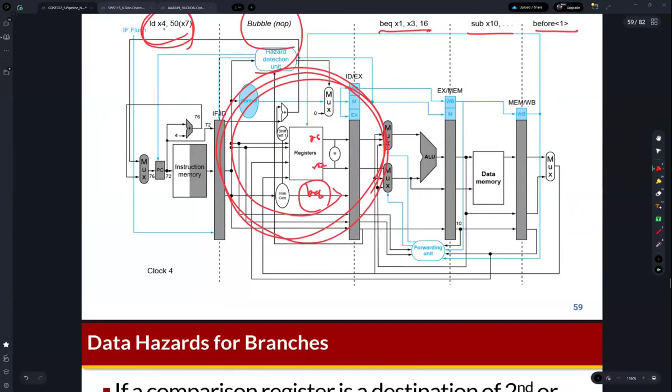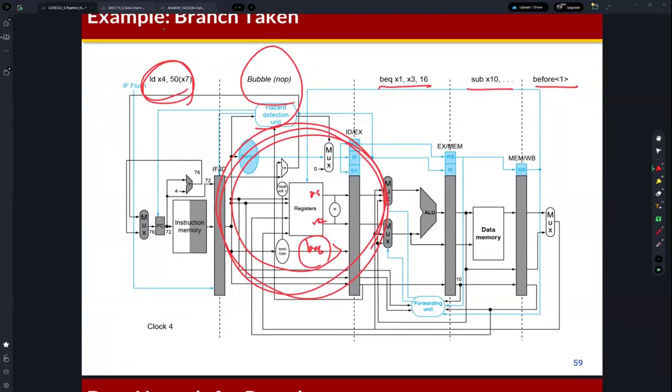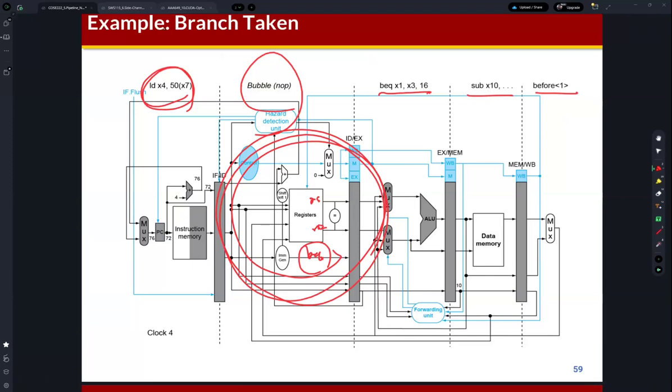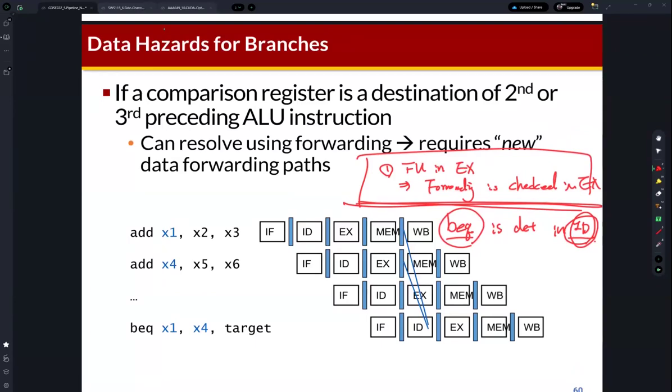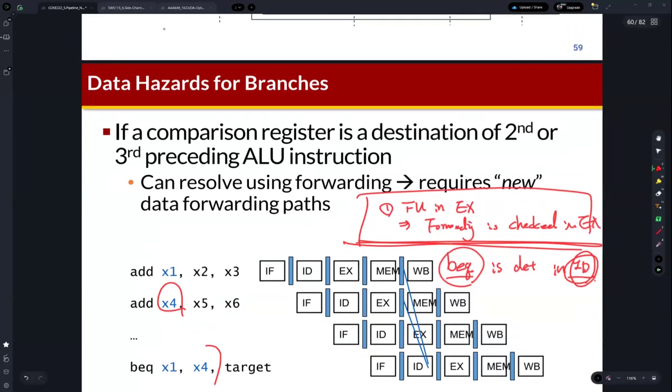By adding the equality check logic in the ID stage, theoretically we can reduce the clock cycles wasted by taken branches. But actually, because of this issue, the new data hazard, we can also observe performance degradation by branch instructions. Okay. So actually, I don't like this design.